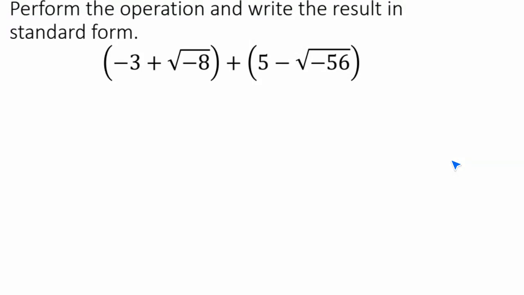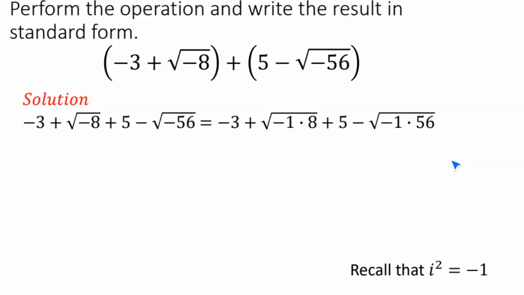So to do these, what I like to do is break up the square root with the negative number inside into two parts. The way I get negative 8 is by multiplying a negative 1 times 8, right? And by me doing this, you'll see why. But let me go ahead and split up the other one, the negative 56. The negative 56 can be written as negative 1 times 56.